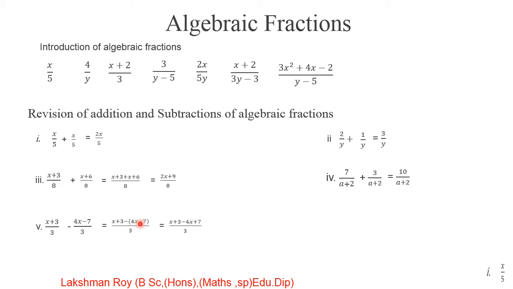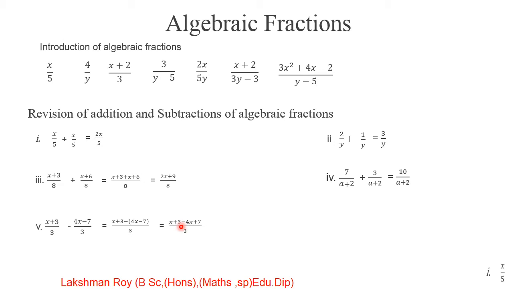So write correctly. Then you can simplify the like terms. What are the like terms? x and 4x are like terms. But how to simplify? Check. x is positive, right? 4x's sign is negative, right?